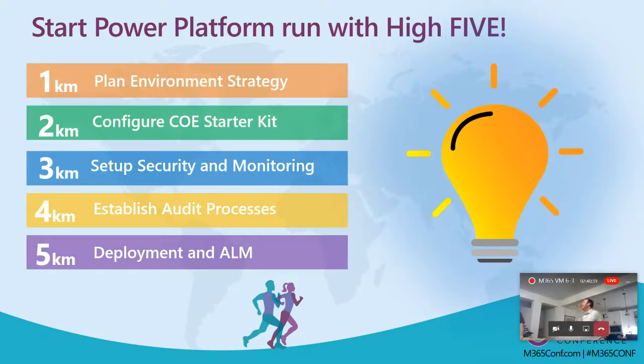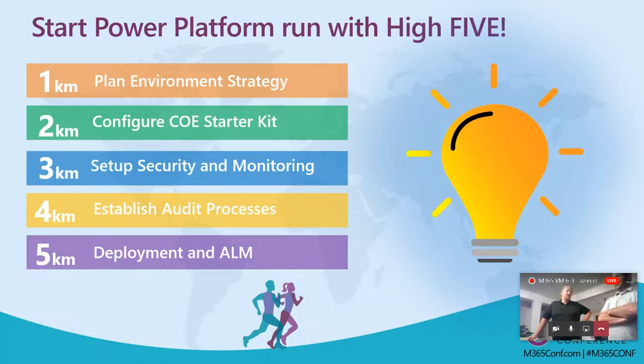To understand the administrative deployment at scale, keep this high five in mind, and I have defined all these points into 1 kilometer. So we are going to run 5 kilometers, although my session is running in the mile 6. First, establish an environment strategy. Restrict the creation of new, trial, and production environments to admins, and automate a process for requesting new environments.